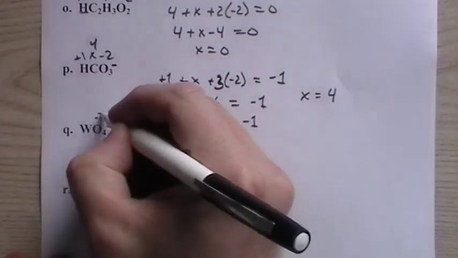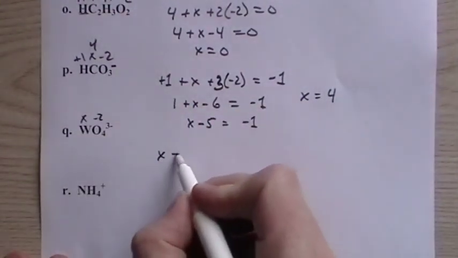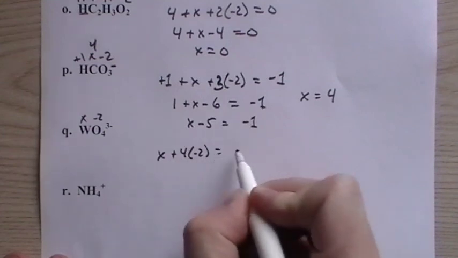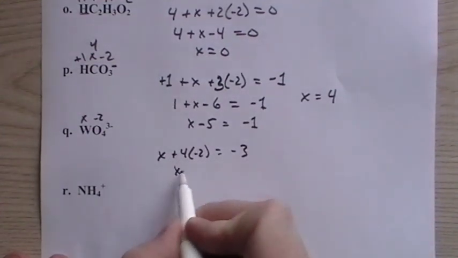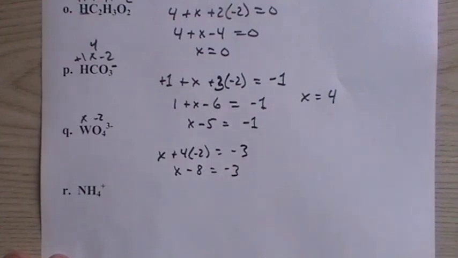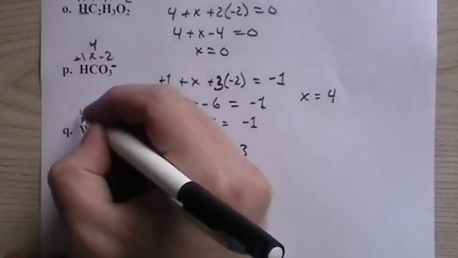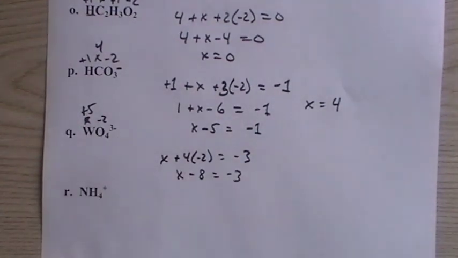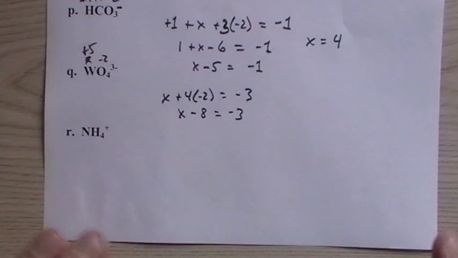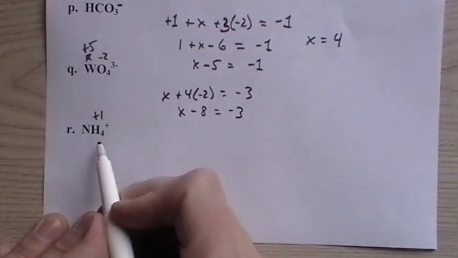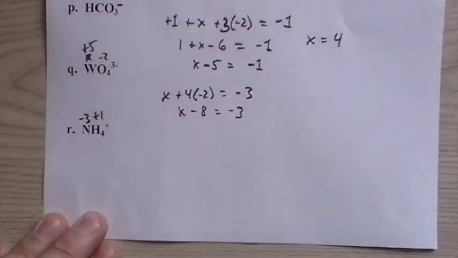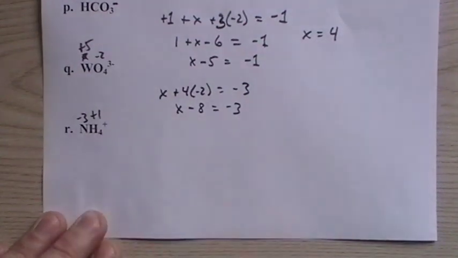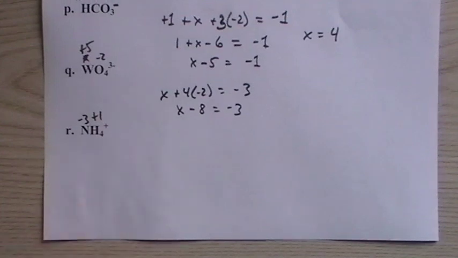Then we have -2x, so x plus 4 minus 2 is equal to -3. X minus 8 is equal to -3, so that means x is +5. So we have +5 minus 8 and -3, so that is correct. And then we have +1 here. And then this would be -3 to add up to +1. And let's see, is that the deal? Yeah, okay.